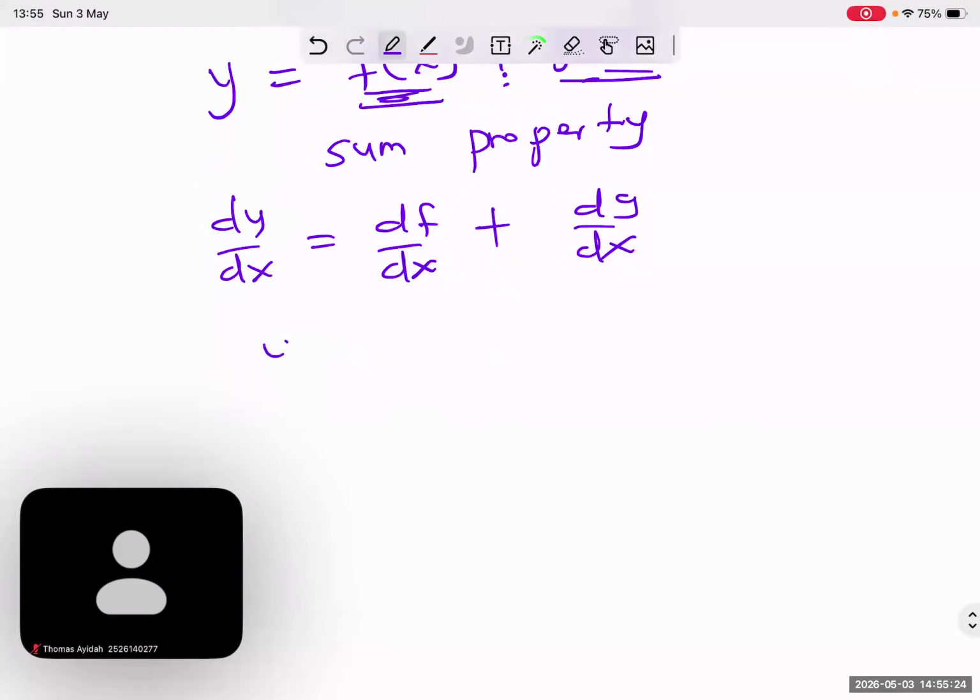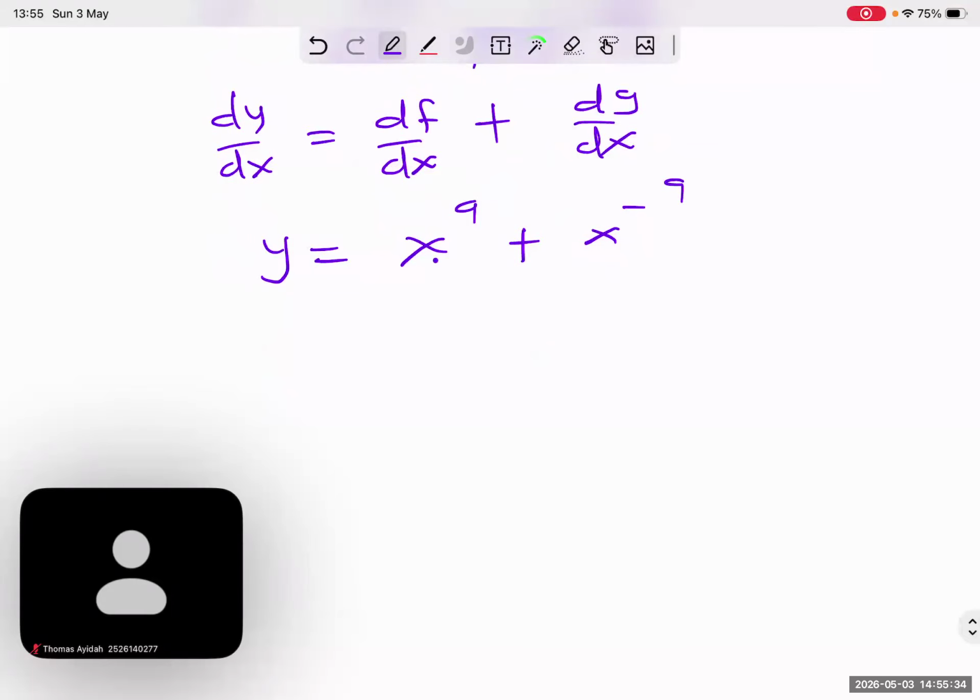So for example, if we have y is equal to x raised to the power 9 plus x raised to the power minus 9, to differentiate this function, we cannot sum them because the powers are not the same. If the powers were the same, then we could sum them and get 2x raised to the power 9 or 2x raised to the power minus 9. But in this case, the powers are not the same, so we cannot sum them. Therefore, we need to treat them as separate functions and differentiate them separately, and that is to use the sum property.